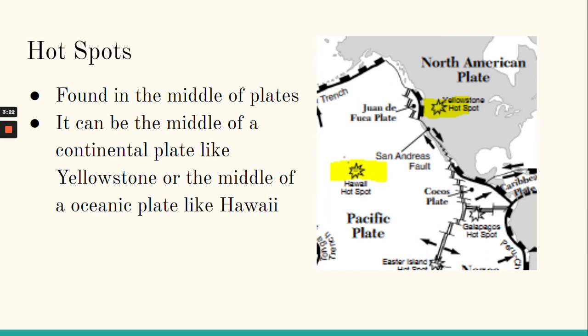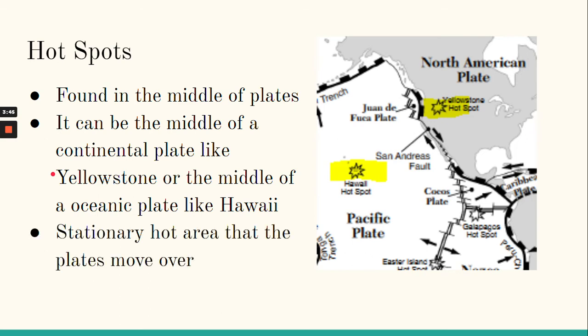It could be in the middle of a continental plate like Yellowstone. So here's Yellowstone. Or it can be in the middle of an oceanic plate like Hawaii is. So Hawaii is an island. Yellowstone is a very large hotspot that is located on land. It does not have an active volcano, but there is active activity coming from the mantle.